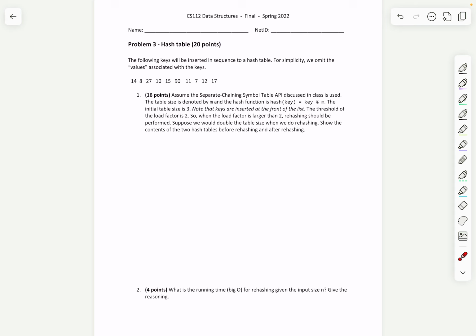M is always the size of my table. It says that the initial size is 3. They don't tell you that it's m, but that's what you should realize. M is 3. What does that tell you? Literally make a table, split it into 3 boxes. So 1, 2, and 3, and you start counting at 0. So 0, 1, 2.